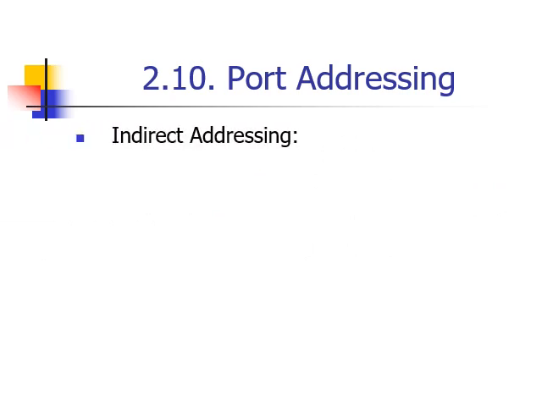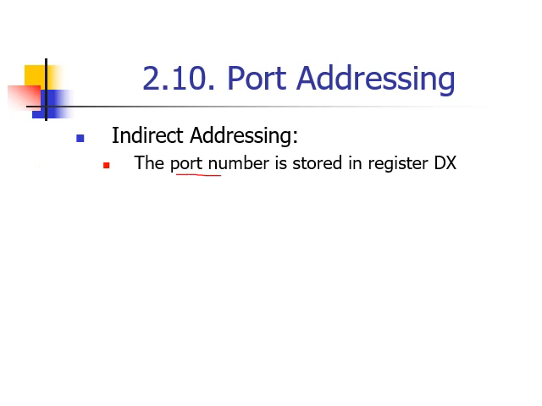The indirect addressing mode, you place the port number inside the 16-bit register DX. So if you have large ports, a large number of ports connected to your system, this may require more bits to address and give numbers to these ports. This is why then DX will be used.